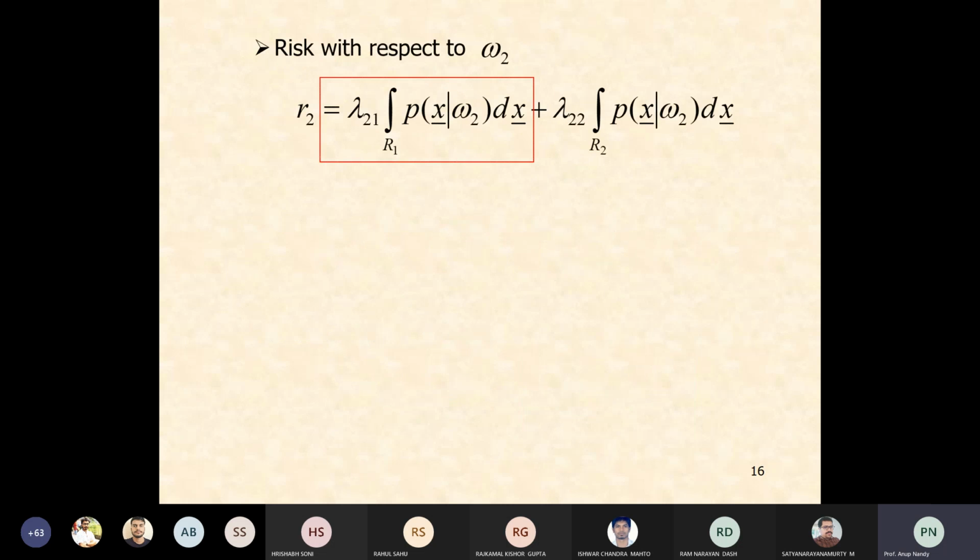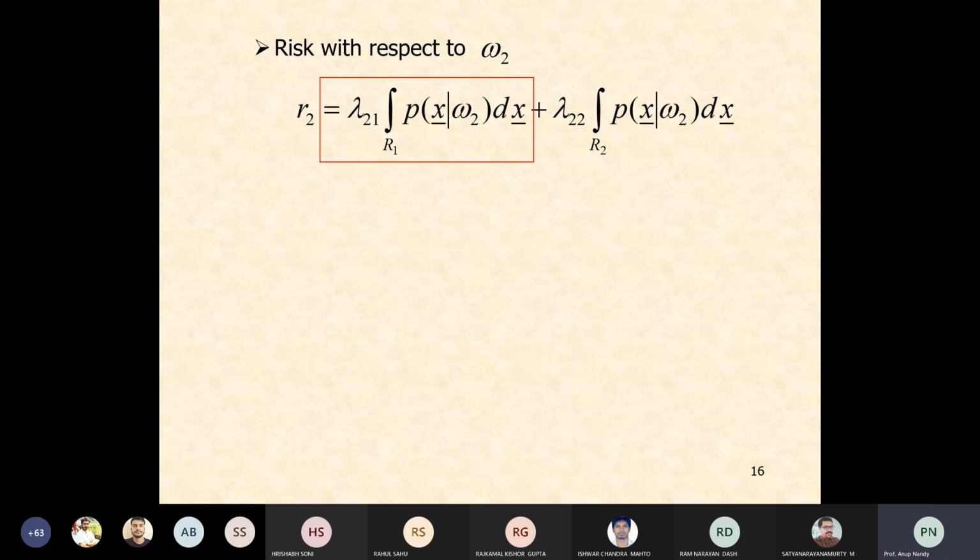Next is the risk with respect to W2. You just say the opposite, R2, then this rectangular box you need to optimize. Whenever you say lambda 21, it means the pattern is actually from class 2, but it is classified in class 1. So whenever it is classified in class 1, you need to estimate the error. Error means the probability of misclassification. So that's why P(x|w2) dx, because it is a density function and the area under the curve is 1. That's why we use this term that we have already discussed in the previous class.